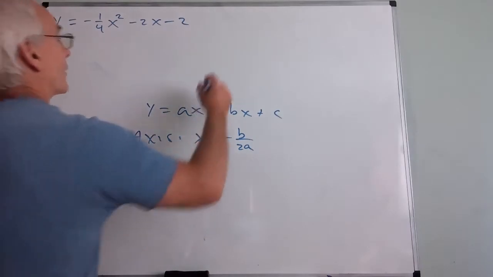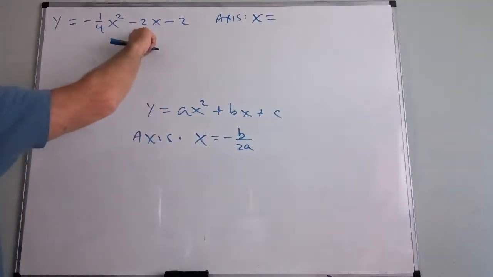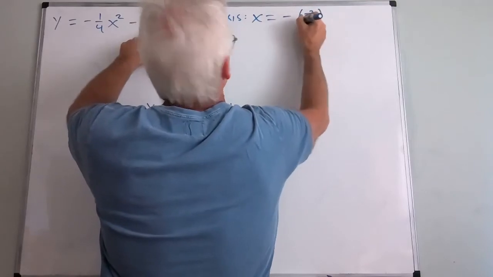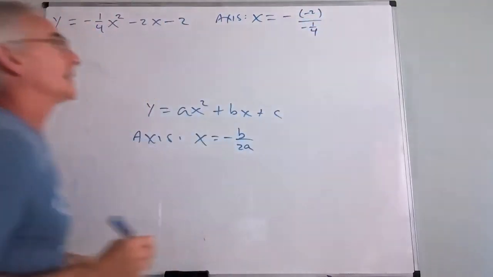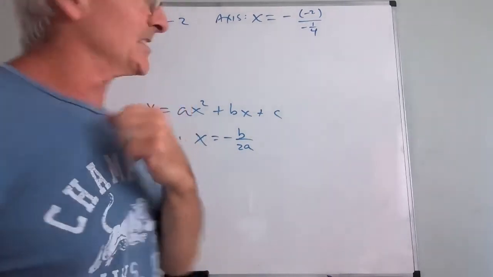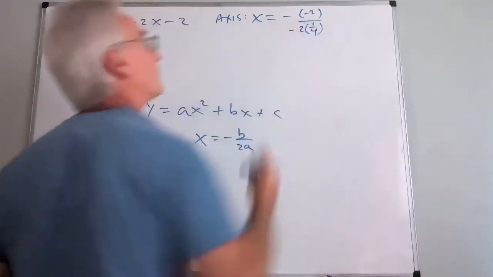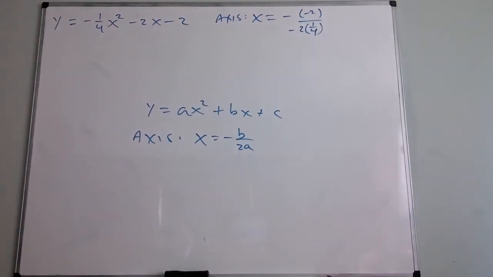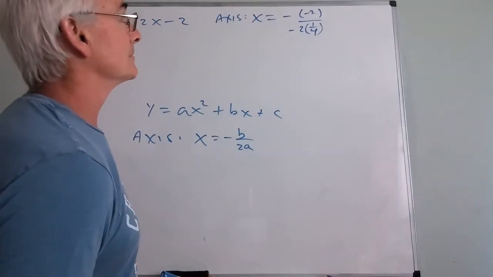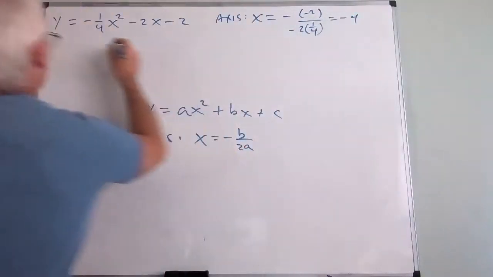So in this case, my axis would be x equals what? It'd be negative, negative 2 over negative 1/4. Do you agree with that? Did I do that correctly? No, you dropped the 2 in 2a. Thank you. There we go. Well, I can cancel all over the place. So what would that be? Negative 4.